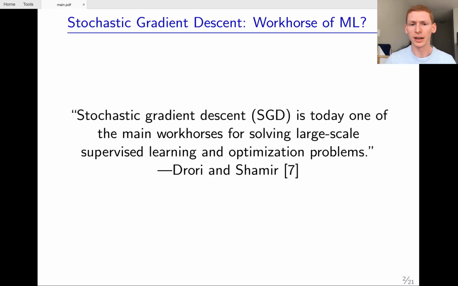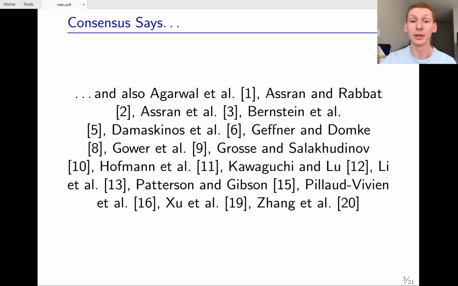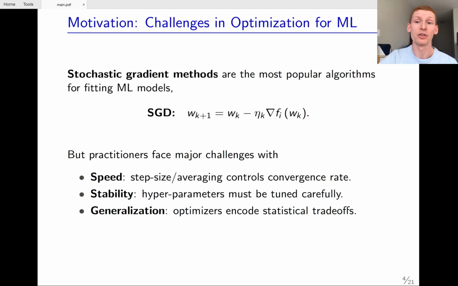And I want to start with a quote that I saw in a recent ICML 2020 paper, which says that stochastic gradient descent is one of the main workhorses for solving large-scale supervised learning and optimization problems. If you're reading papers coming out in optimization for machine learning right now, you've probably seen a quote like this somewhere in an introduction because it's a pretty popular sentiment. A lot of authors right now are expressing this idea that stochastic gradient descent has become the main workhorse algorithm for large-scale machine learning. So perhaps you'll forgive me when I say that SGD is now the most popular algorithm for fitting machine learning models.